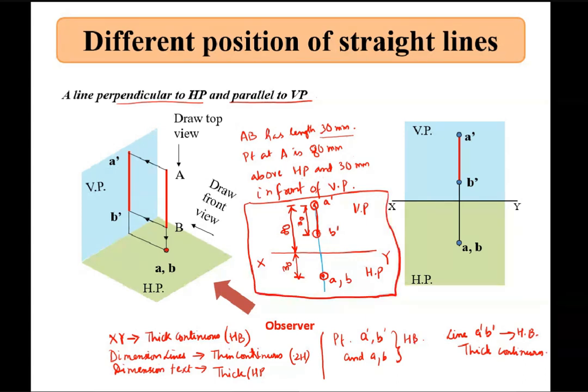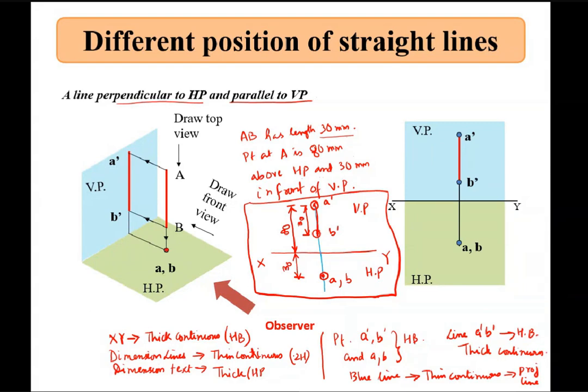Sir, one more doubt. Sir, the line B dash to AB, it will be what? Dark or thick? This will be thin continuous. Okay, this is the projection line. This blue color line that you can see, that will be thin continuous. This is called projection line. Clear?